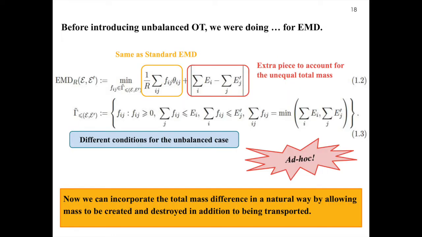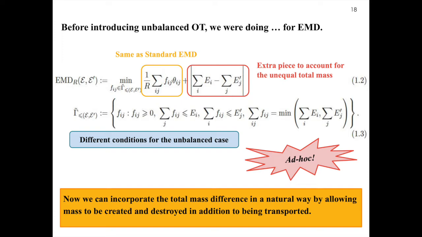So first, let's pause here and step back for a moment. Before introducing unbalanced optimal transport, how did we deal with a situation where the two distributions have unequal total amount of mass? One simple way is to always first normalize your distributions so that they have equal total amount of mass, and you then use the standard balanced optimal transport. However, by doing so, you may lose some critical information encoded in the total mass difference, right? So another way is to add a term directly to the balanced optimal transport distance, such as this, to account for the total mass difference.